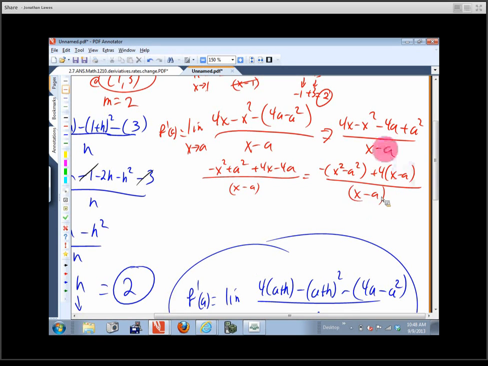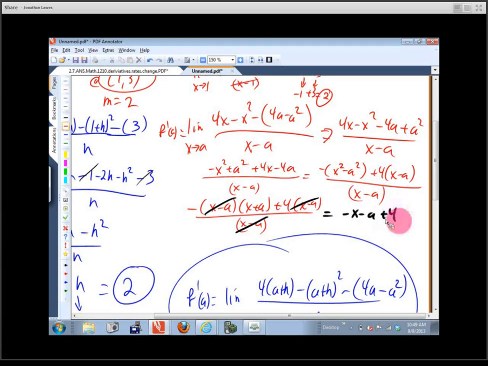Now, why is that advantageous? Notice that those have something in common. How do we get this to have a factor of x minus a? This is a difference of squares, so x plus a multiplied by x minus a. So this is minus x minus a, x plus a, plus 4, x minus a. Good there? Now I can cancel. I could factor it out, or I can cancel those all at the same time. And I end up with minus x minus a plus 4.